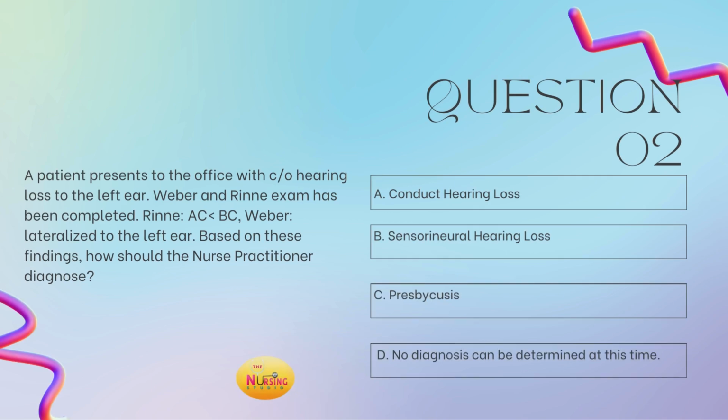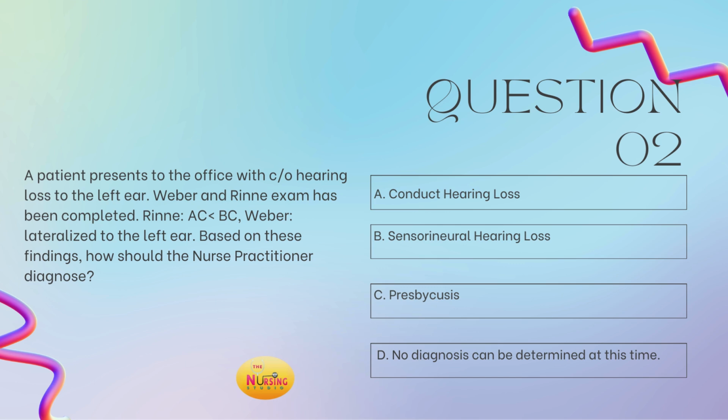Question number two, a patient presents to the office with complaints of hearing loss to the left ear. Weber and Rinne exam has been completed. The Rinne results are AC is less than BC. And the Weber results are that the sound lateralized to the left ear. Based on these findings, how should the nurse practitioner diagnose? Is it A, conductive hearing loss, B, sensory neural hearing loss, C, presbycusis, or D, no diagnosis can be determined at this time?